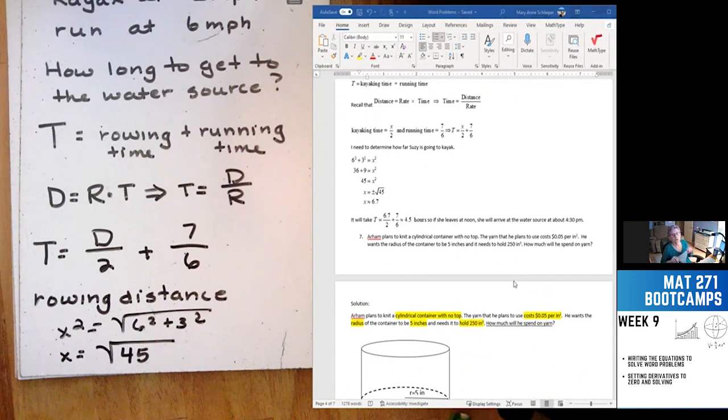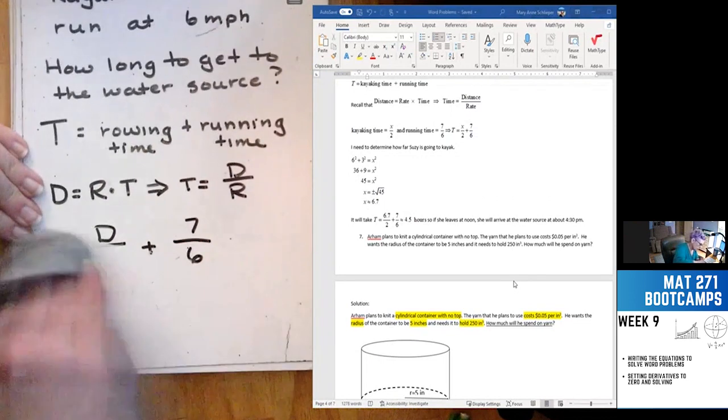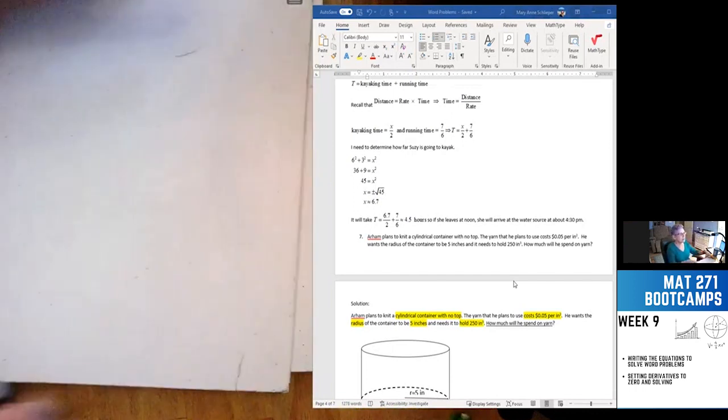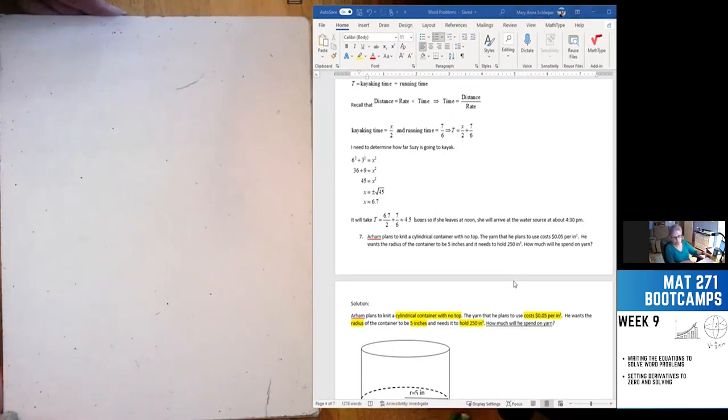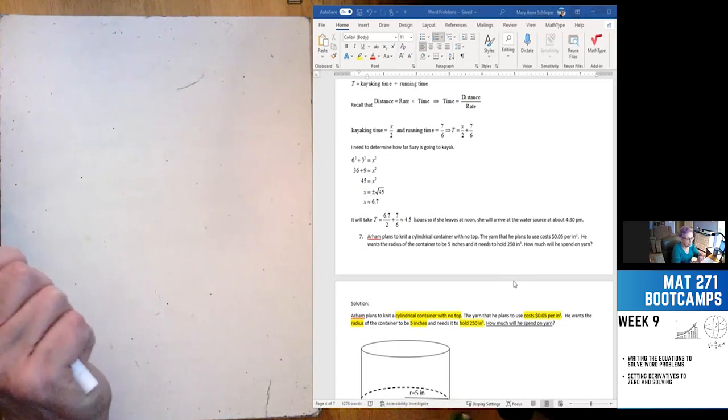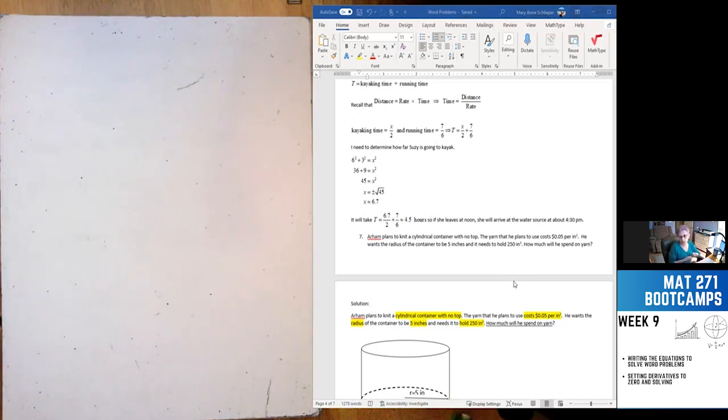Okay, now we are going to go to one of those volume and surface area problems with the added twist of cost put in there. So Aram plans to knit a cylindrical container with no top. So it's just going to be like a little bowl. The yarn he plans to use costs 5 cents per square inch. He wants the radius of the container to be 5 inches and needs it to hold 250 cubic inches. How much will he spend on yarn?